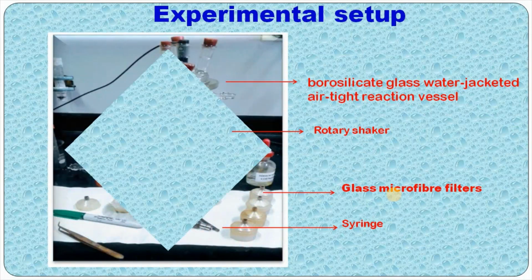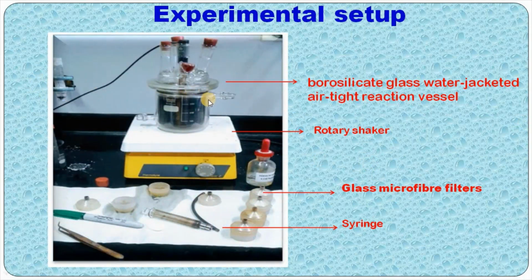Here is the experimental setup. The upper one is the borosilicate glass water-jacketed airtight reaction vessel containing the suspension and a magnetic stirrer, then a rotary shaker, then glass microfiber filters and syringes from which solution is taken out, and it is connected to a pH meter. These are the unique experimental setups for adsorption study.